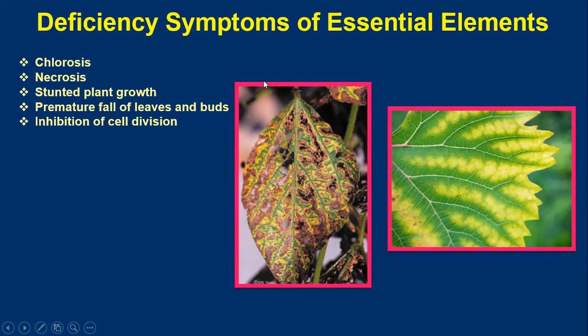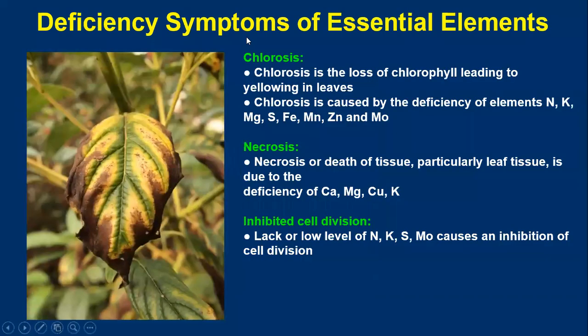Next, the 5 conditions that have been mentioned in the NCERT. So we have to study the 5 disorders. First one is chlorosis. Second one is necrosis, then stunted plant growth, premature fall of leaves and buds, and inhibition of cell division. These are 5 important deficiency disorders which we see in plants. Let's discuss one by one.